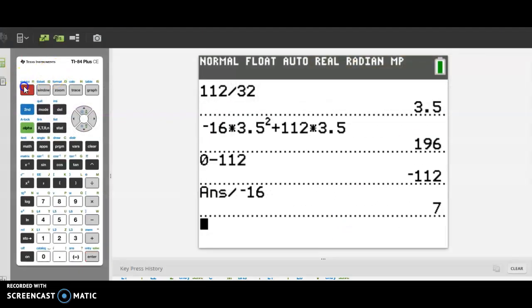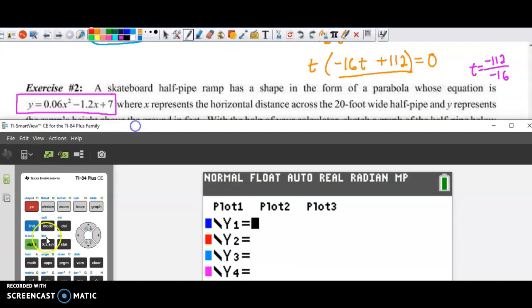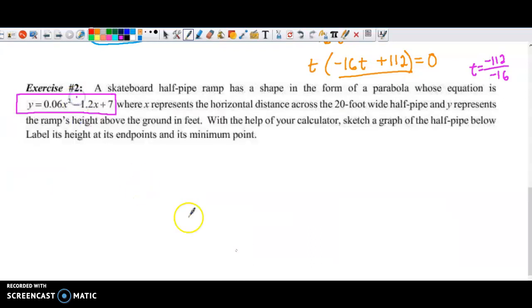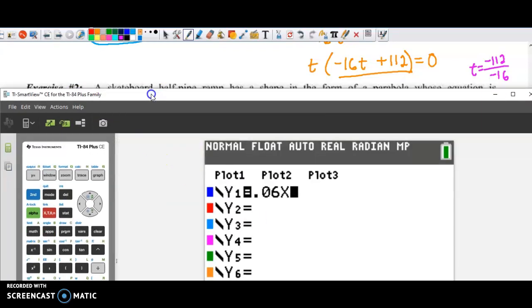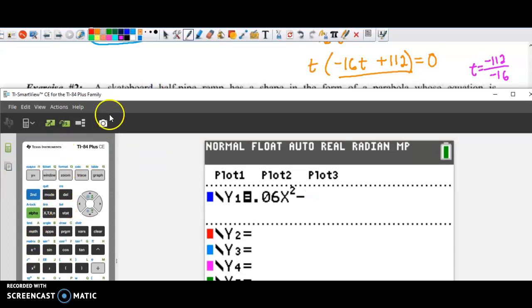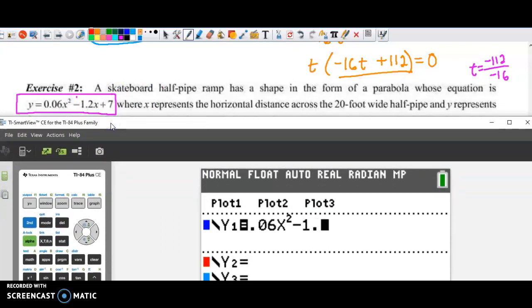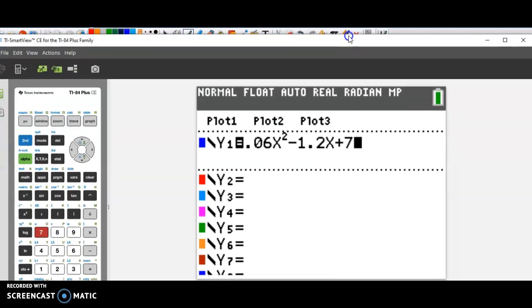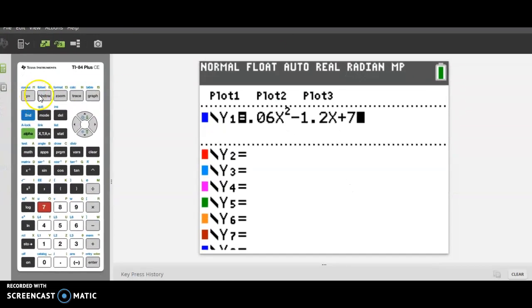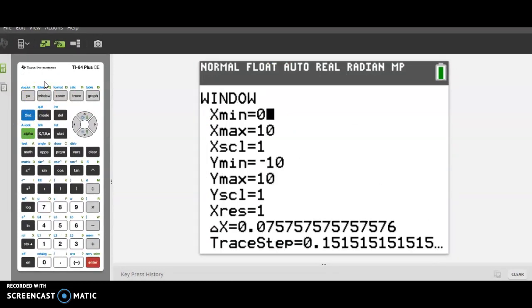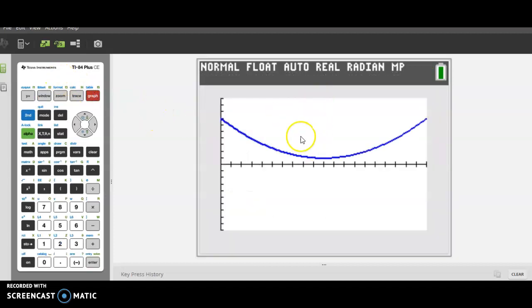We have Y equals, so I hit the Y equals button right there, 0.06 x squared minus 1.2x, and then plus 7. We want it to be 20 feet wide, so I'm just guessing here. I want my window to go from 0 to 20, and let's just see what that graph looks like first. Well, that looks pretty good.